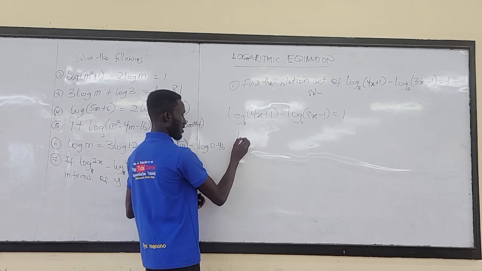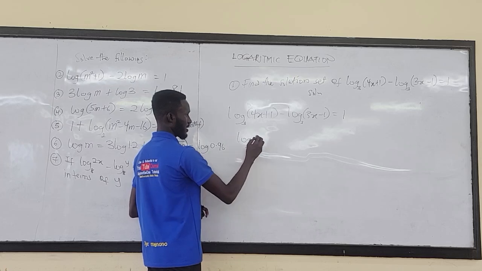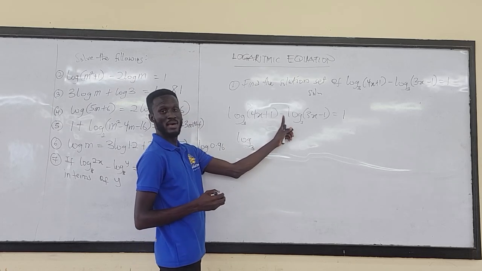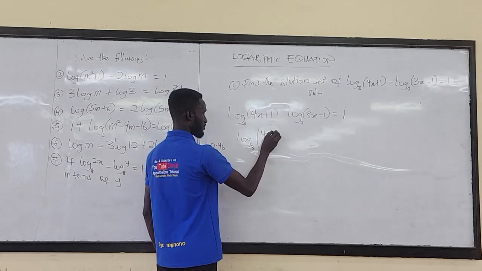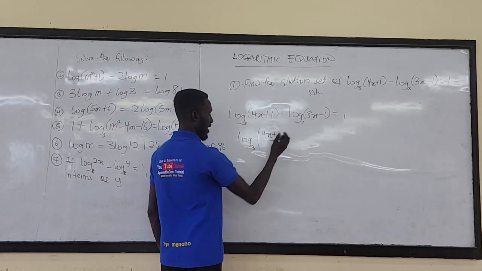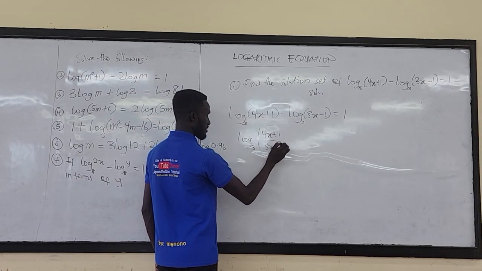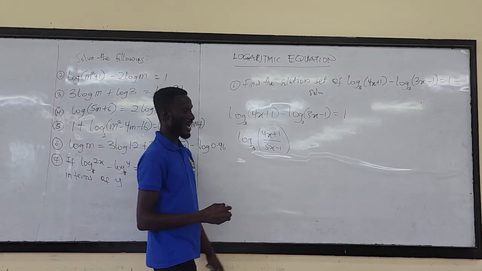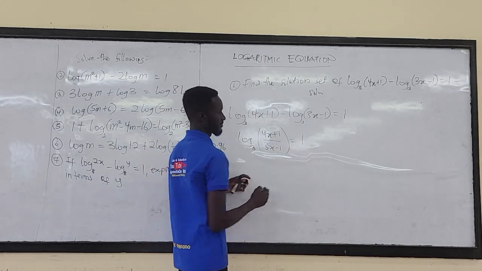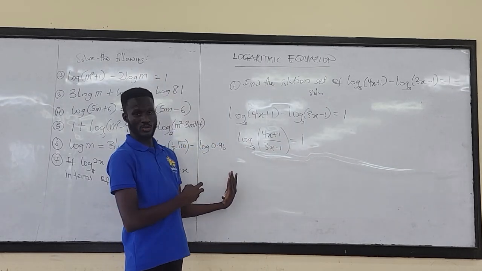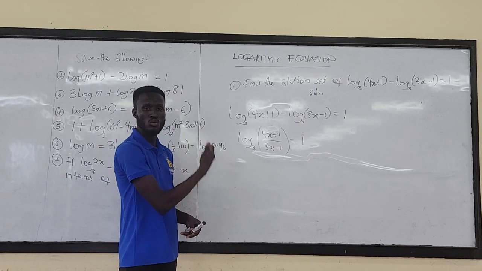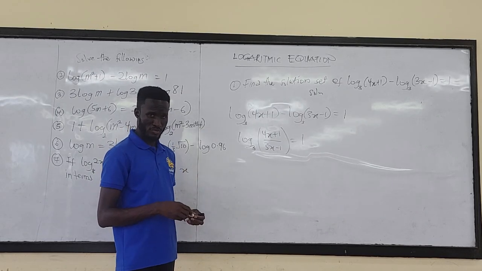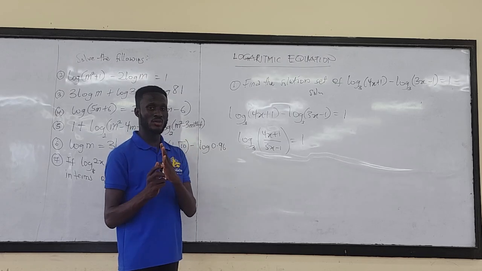Now you're going to have log of base 3. Since this one is minus, it means division of log. So I'm going to have 4x plus 1 divided by 3x minus 1, all equal to 1. So this is a simple way we can solve this. Now, at this point, I am going to remove the log. How am I going to remove the log? By applying the definition of logarithm.